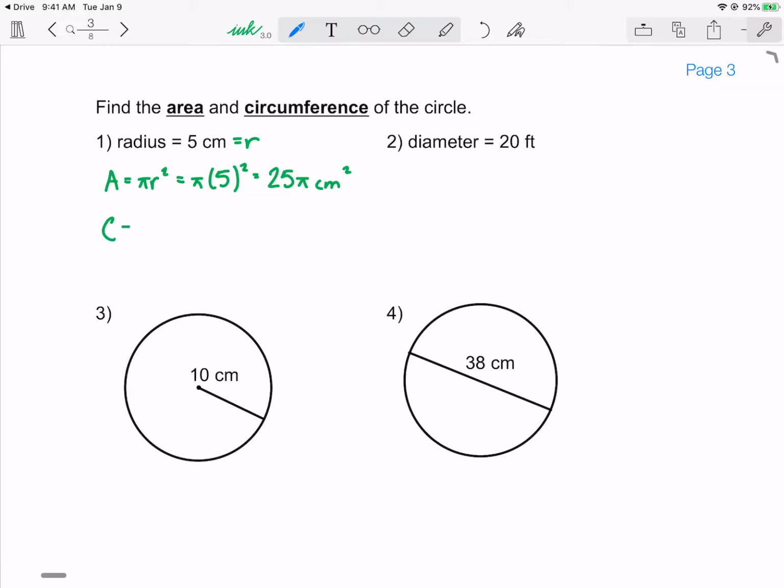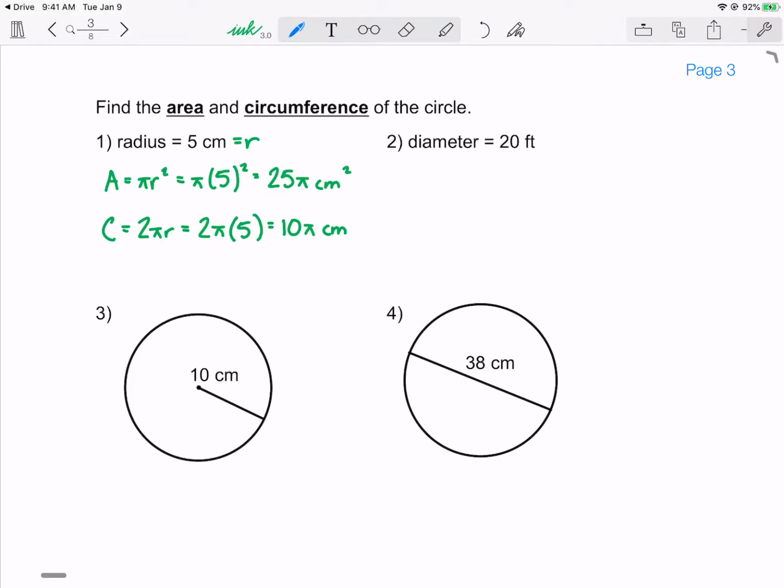Now for circumference, I need to do 2 pi r. So I'm going to have 2 pi times that 5 centimeters. So I end up with 10 pi centimeters. Notice centimeters, my units for circumference is just the units. My units for area is the units squared.